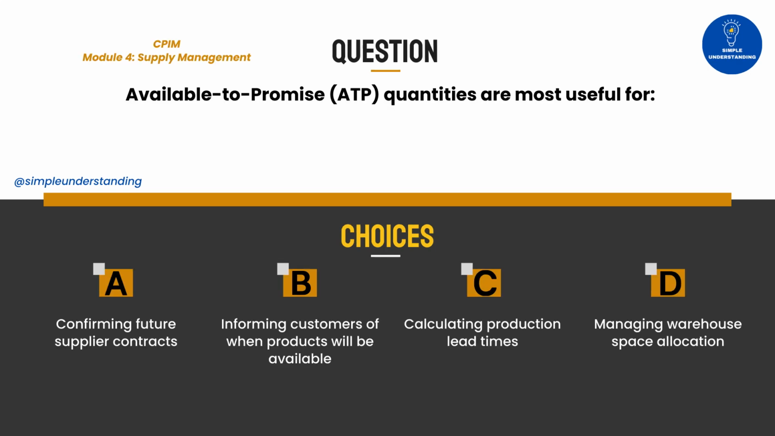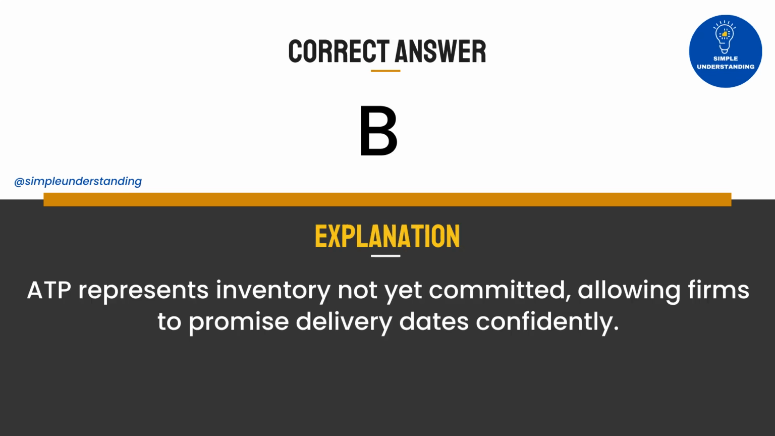Question 5. Available to promise, ATP, quantities are most useful for A. Confirming future supplier contracts. B. Informing customers of when products will be available. C. Calculating production lead times. D. Managing warehouse space allocation. Correct answer: B. Explanation: ATP represents inventory not yet committed, allowing firms to promise delivery dates confidently.